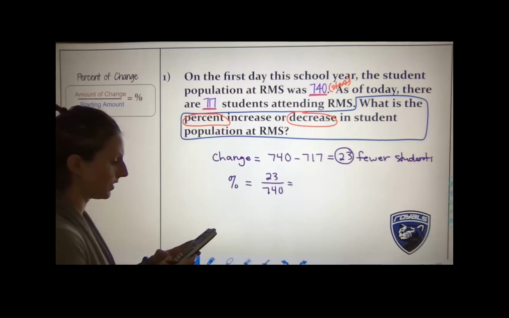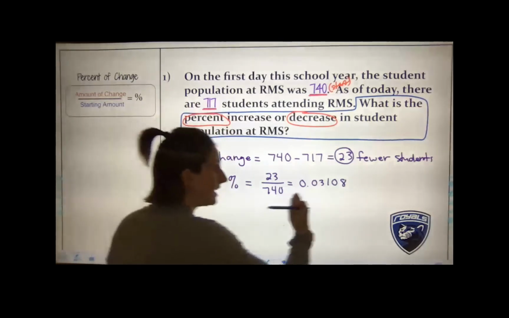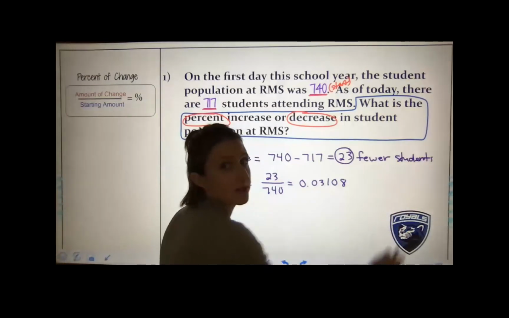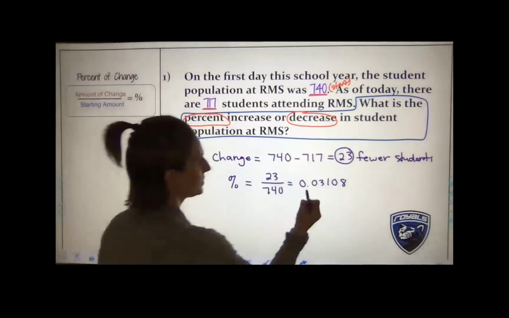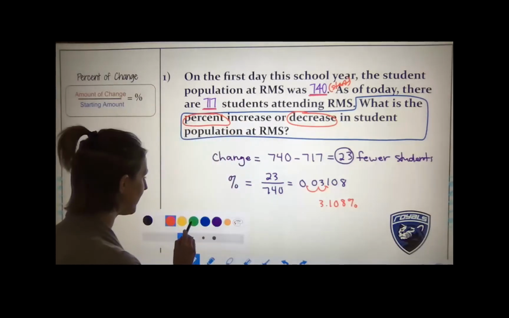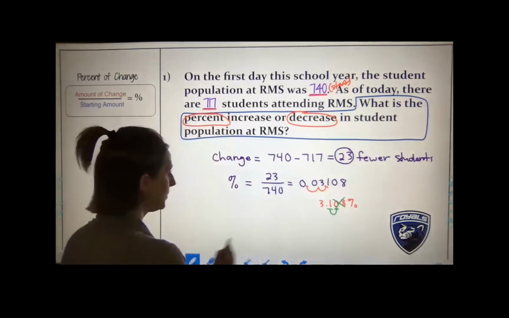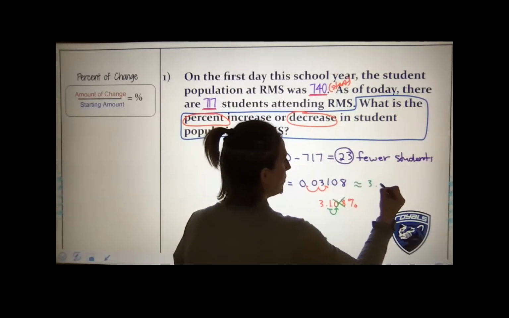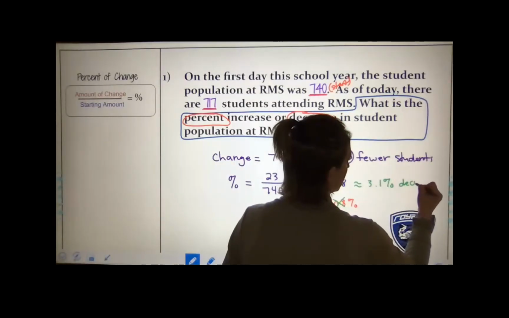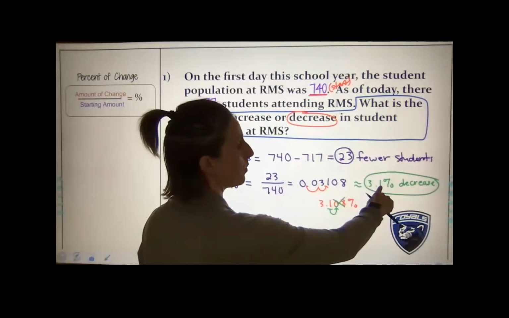23 divided by 740. I get 0.03108. And remember, this I need to take to a percent. So I'm going to move it, and I'm going to need to actually here, round to the nearest tenth. So yes, I know there are more digits that are showing up on your calculator, but I only need so many. So let's move it. So that gives me 3.108%. I want to round to the nearest tenths. So I'm going to underline the digit that's in the tenths. I'm going to look next door. It's a 0, so I'm just going to ignore, and I'm going to rewrite this. It's about 3.1% what? Decrease. There's my answer. So the student enrollment decreased by about 3.1%.